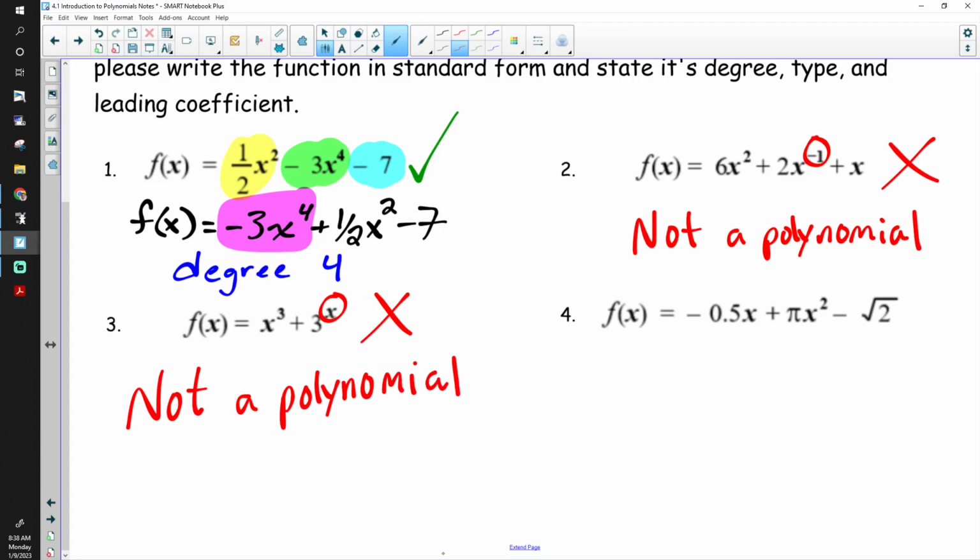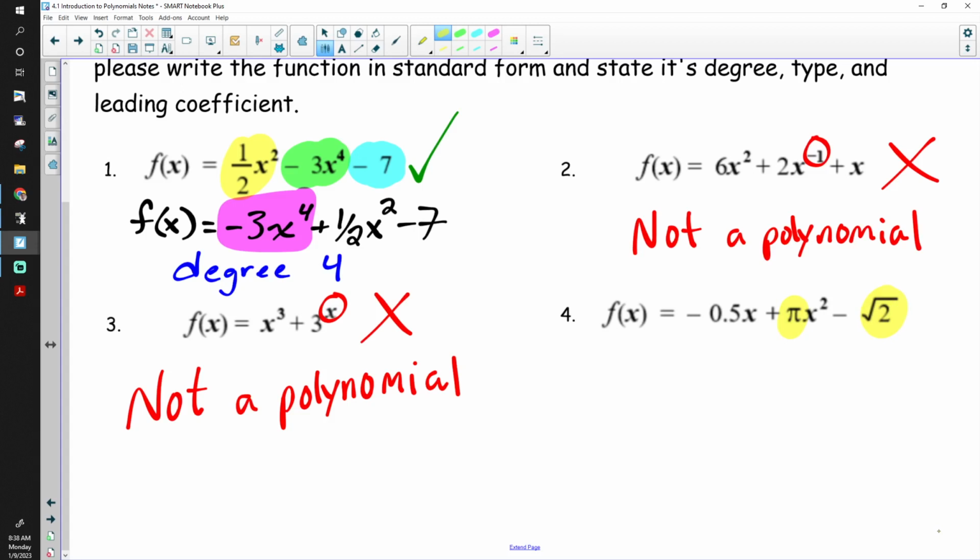Okay, last but not least, number 4. Our exponents are 1 and 2. That's fine. Those are whole numbers. But if we look at our coefficients, the number in front, one of our coefficients is pi. So right here, this is a no-no. Pi is not a real number. Negative square root of 2, that's irrational. So this breaks that first rule.